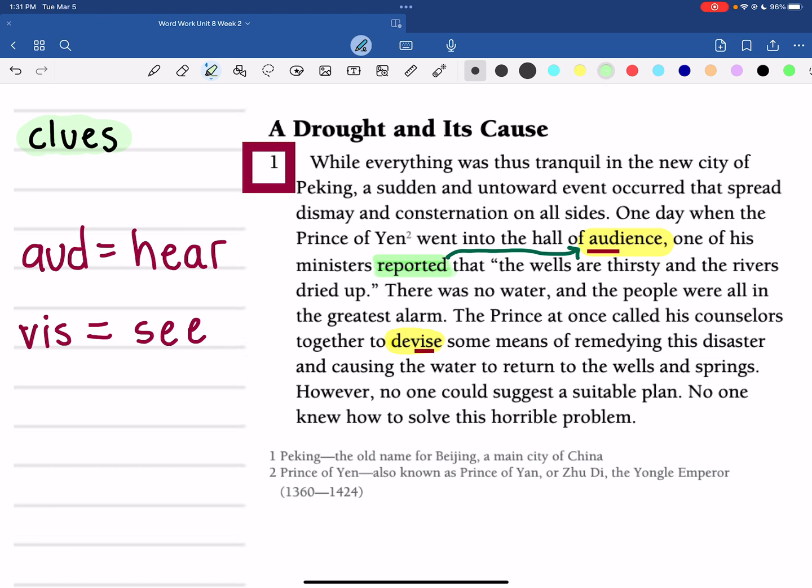Now, let's look for clues to start. It said, the prince at once called his counselors. I think the fact that he called his counselors is a clue, because if you're going to call counselors, you're probably going to ask for help to figure something out, because that's generally the job of a counselor. So I think one clue we have is the counselors. And then it continues to say, some means of remedying this disaster.